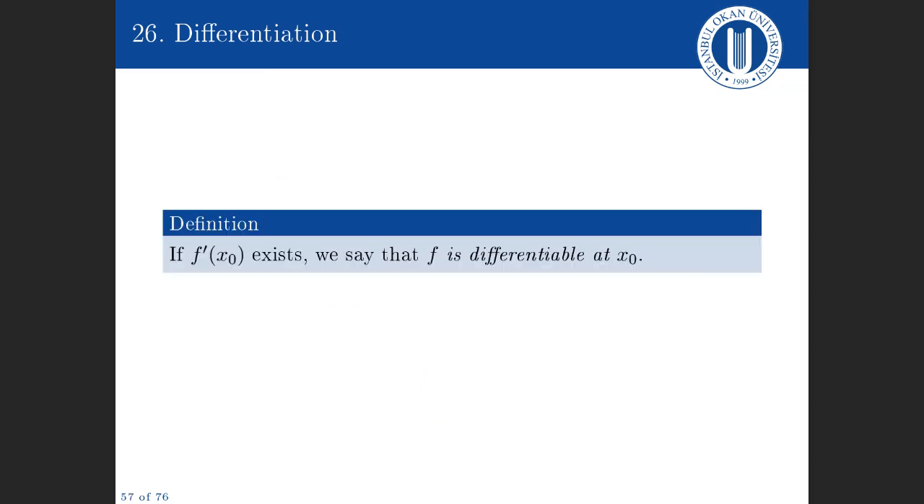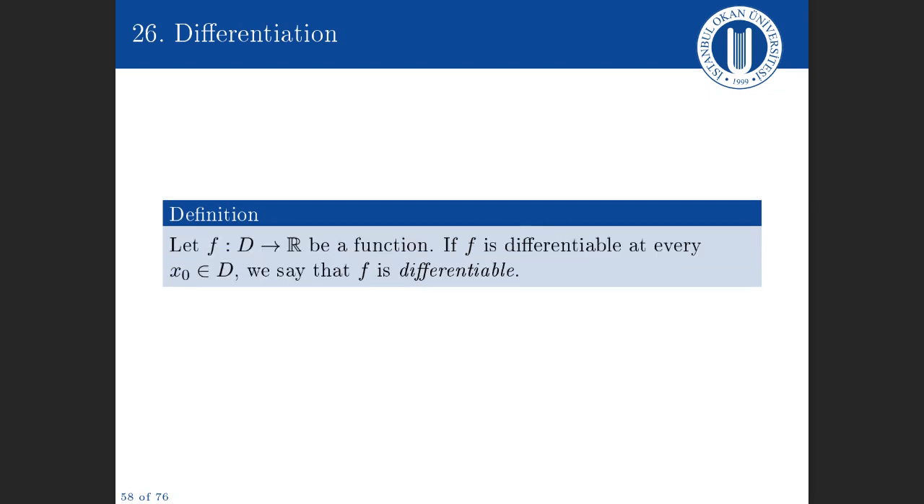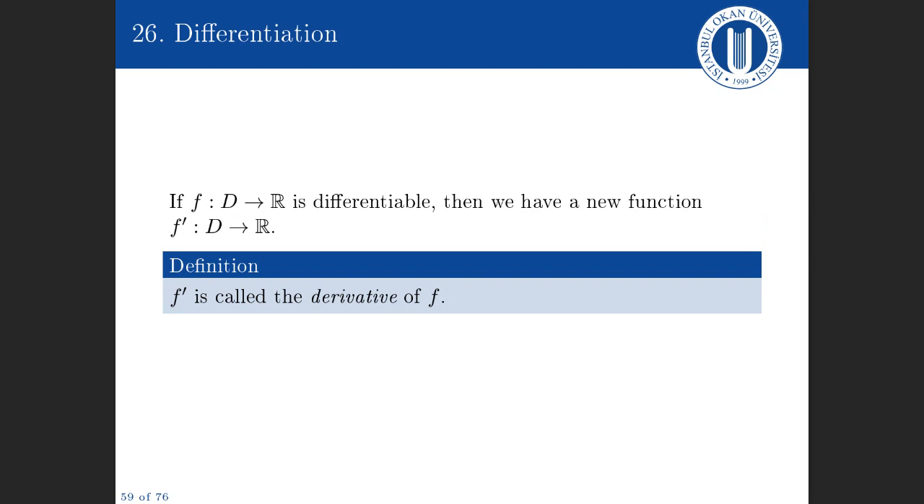A definition. If f prime at x0 exists, then we say that f is differentiable at x0. If our function is differentiable at every point in its domain, then we just say that the function is differentiable. If a function is differentiable, then we have a new function called f prime. F prime is called the derivative of f.